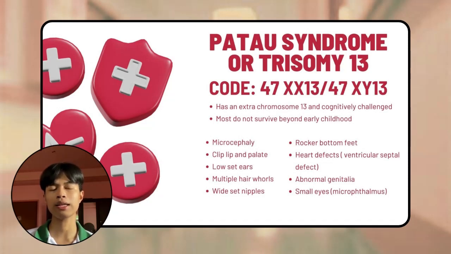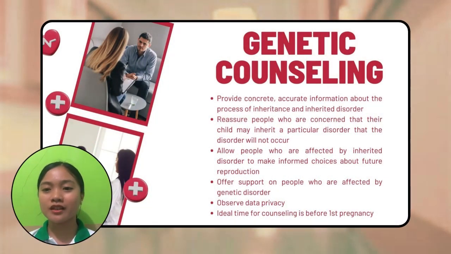Here are some of the clinical manifestations and features commonly seen in individuals with trisomy 13 or Patau syndrome: microcephaly, cleft lip and palate, low set ears, multiple hair whorls, wide set nipples, rocker bottom feet, heart defects, abnormal genitalia, and small eyes. So we're done now with the assessment and diagnosis.